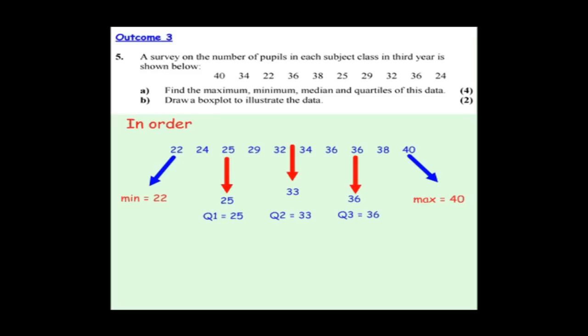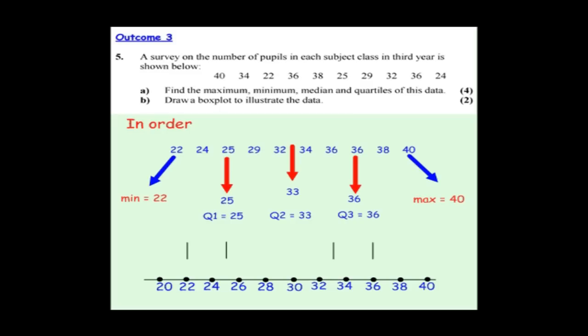We've now to draw a box plot. First of all, we need a scale going from 22 up to 40. Now we draw a vertical line at each of the values for the minimum, Q1, Q2, Q3, and for the maximum value 40. So there's the minimum value. Q1 is 25, Q2 is 33, Q3 is 36, the maximum value is 40. We now draw the box plot.